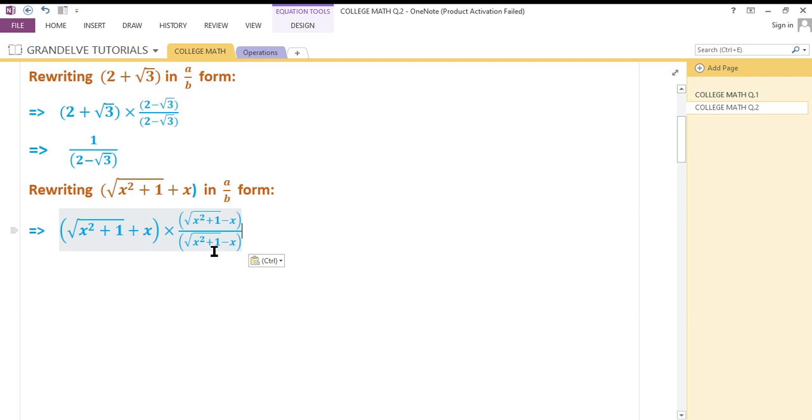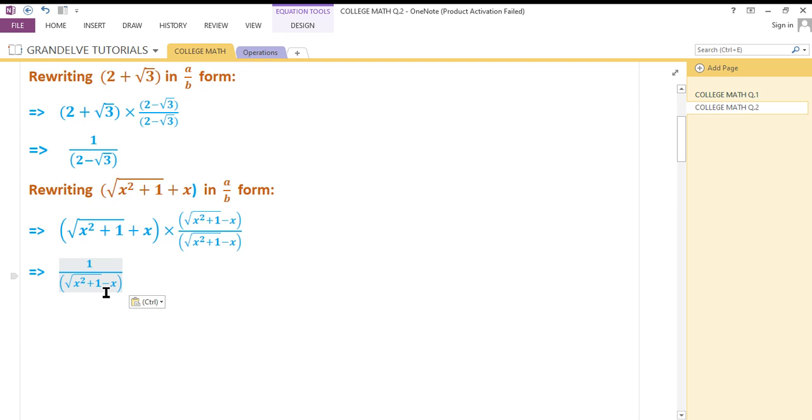After multiplying the square root of x squared plus 1 plus x by its conjugate and dividing by its conjugate, we believe in your mathematics skills that you arrive at this simple expression: 1 over square root of x squared plus 1 minus x, just like this one.